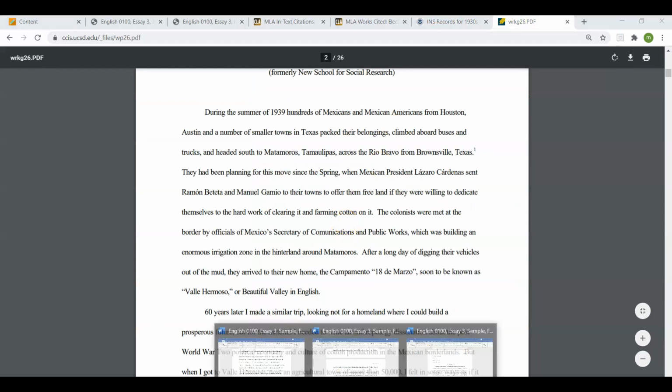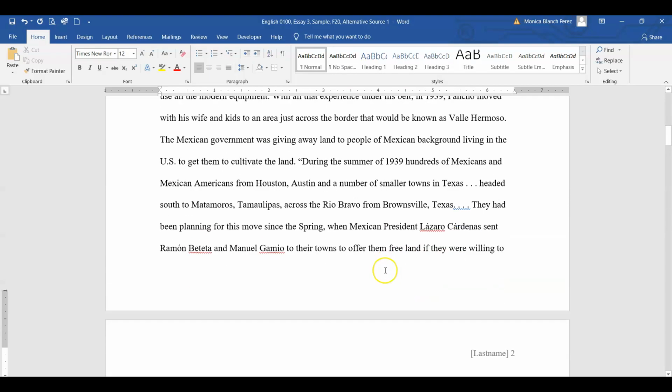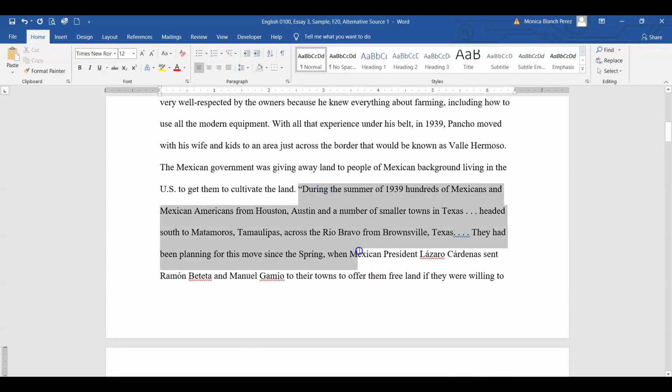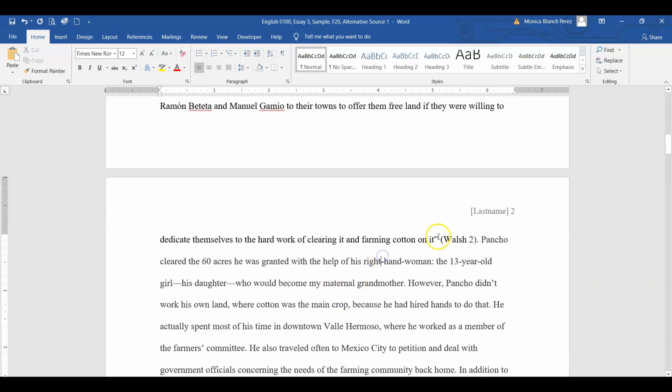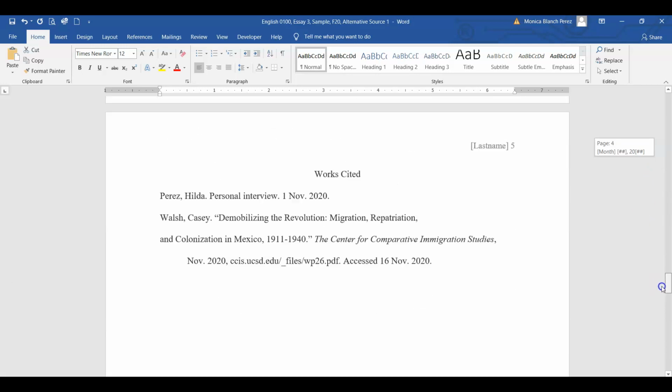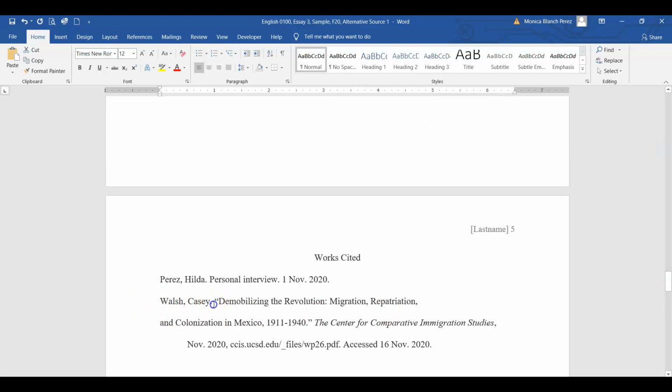So I went ahead and said, I'm doing it differently, right? During the summer of blah, blah, blah. So this is all quoted. And so basically in the parentheses, I tell you where the quote comes from. It comes from an author whose last name is Walsh on the second page of his article, Walsh 2. And I know that's not a lot of information, but we can find out the rest of it over here. Walsh is a person named Casey Walsh. And it comes from this article, and from this website. And it was an article that was published on November 20th, 2020.